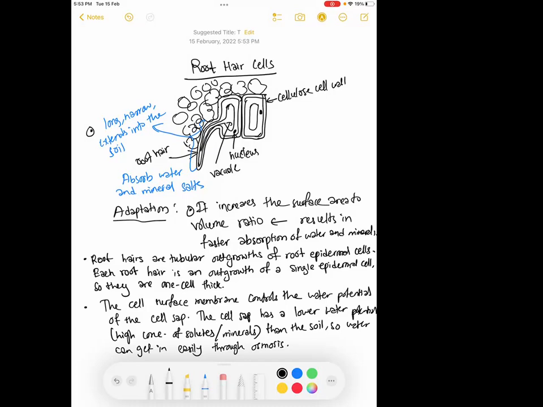Okay, that's it. Then we have absorption of water and minerals by root hair cells in detail. I'm going to write this in a new page. Are there any questions so far? No, Apu.